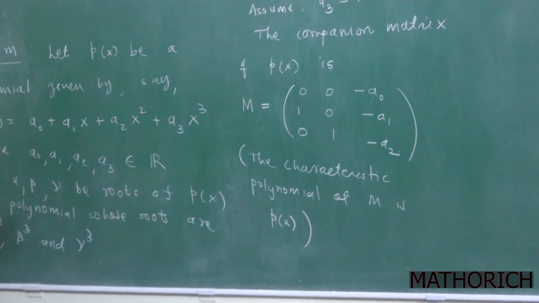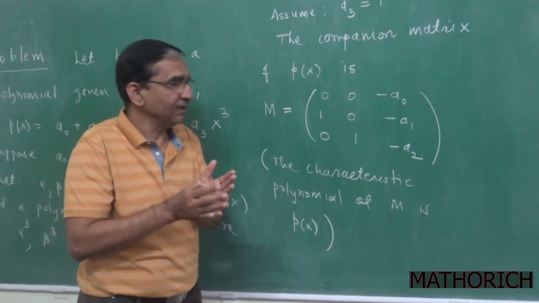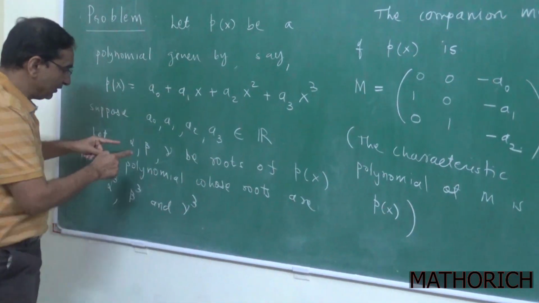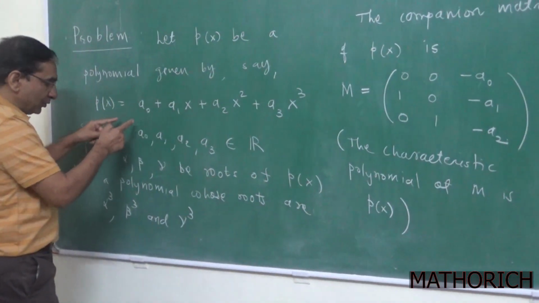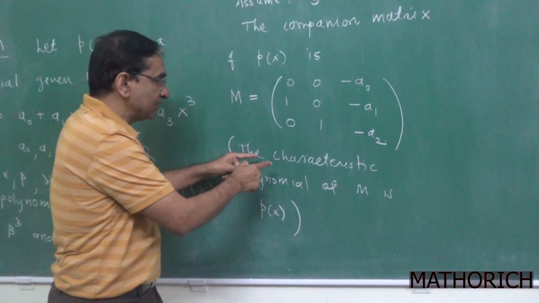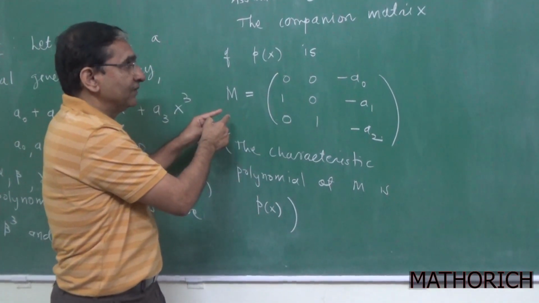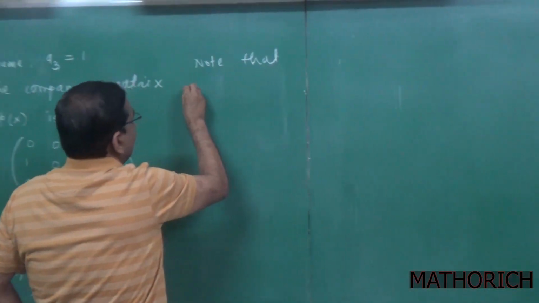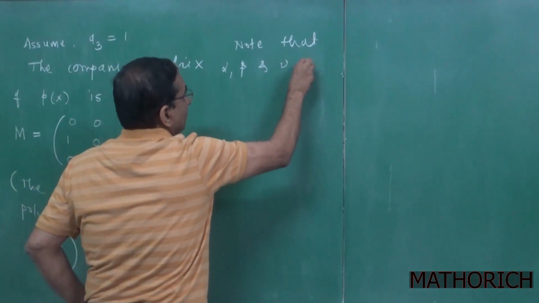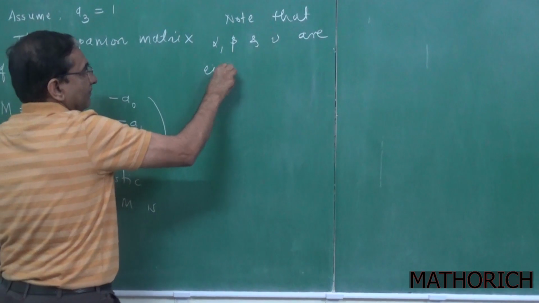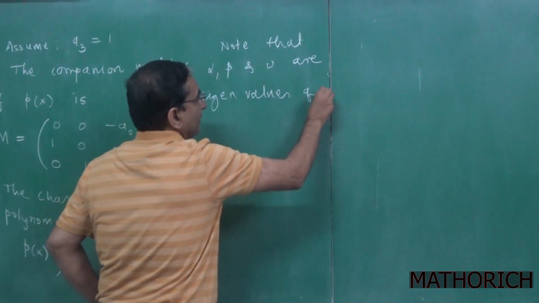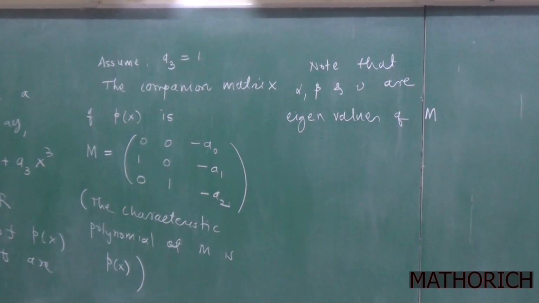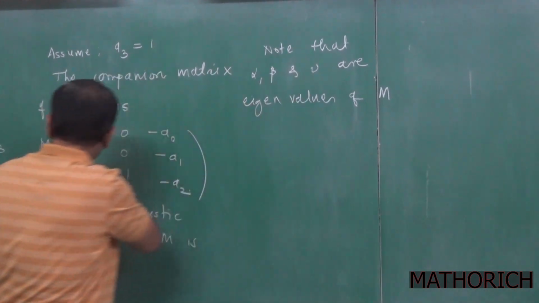Okay. Now I use the result from linear algebra. What will be the eigenvalues of M? Eigenvalues of M must be alpha, beta, gamma, because those are roots of P(x). In the language of linear algebra, those are roots of the characteristic polynomial, which means they are eigenvalues of M. So note that alpha, beta, gamma are eigenvalues of M. Why? Because P(x) is the characteristic polynomial of M, and roots of P(x) are given to be alpha, beta, gamma.